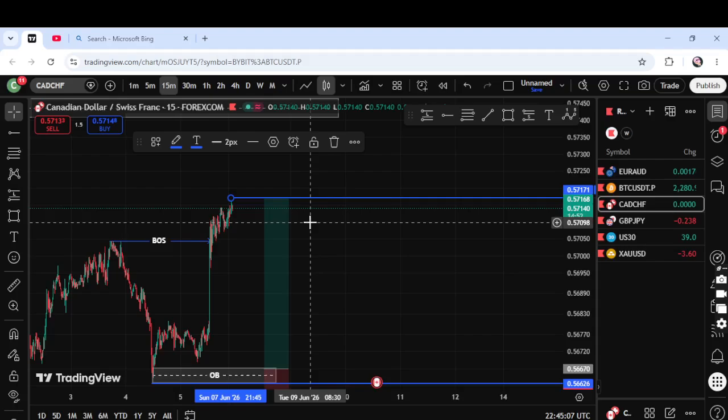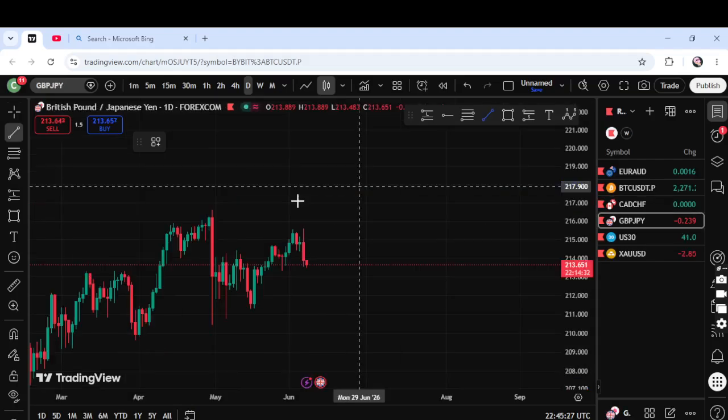So we want to move to GDP. GDP, a trade that is always misbehaving. It's all about which kind of structure it is painting. So we have a break of structure here.